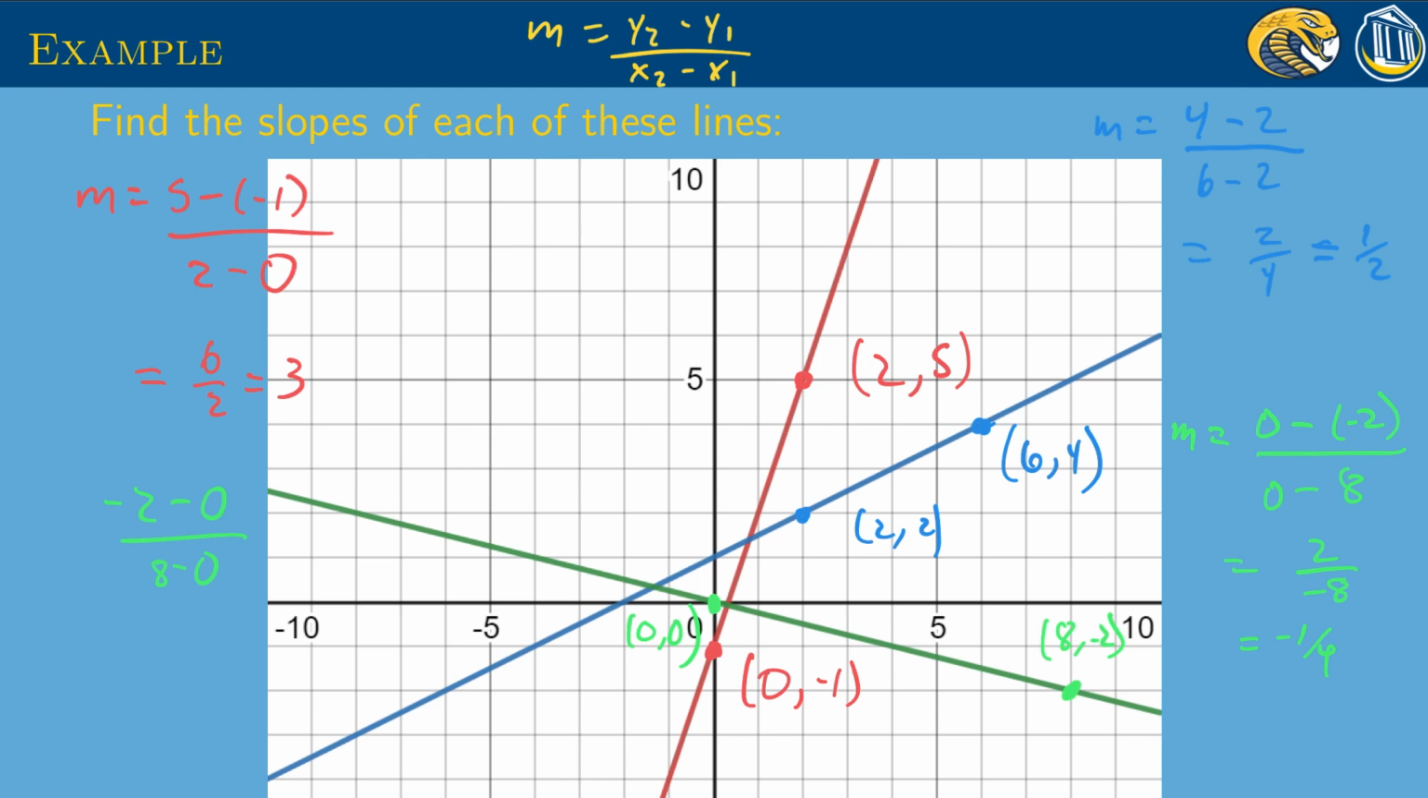The negative means that we're slanted down as we go from left to right, and we go down 1/4 of a unit for each step in the x direction. Equivalently, that means if we go over 4 units, we'll go down 1. Go over another 4, down another 1. A slope of -1/4.